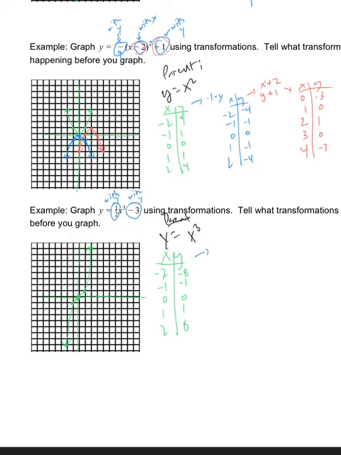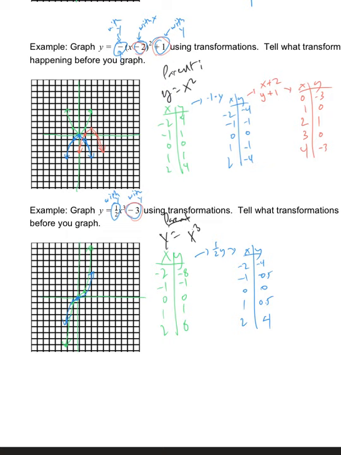So we do the multiplication step first. 1/2 times all the y values. And plot those values. Connect the points. Like that. And then I'm going to do my last graph.